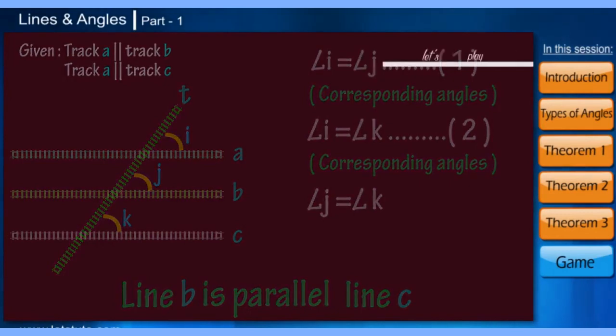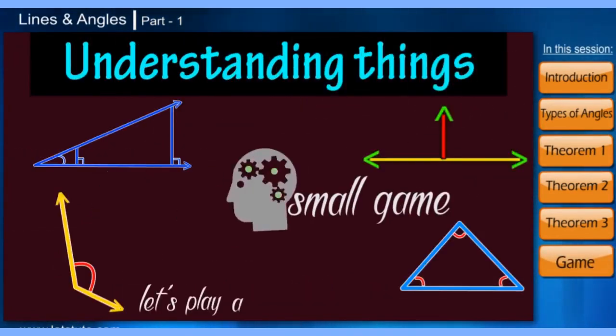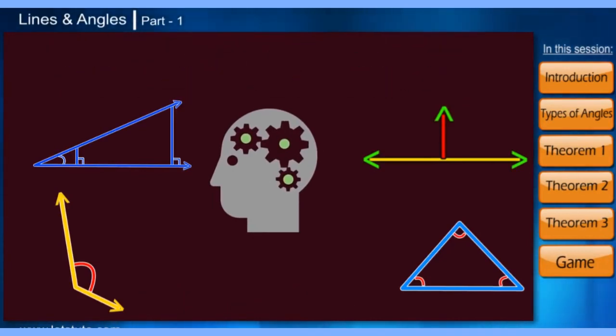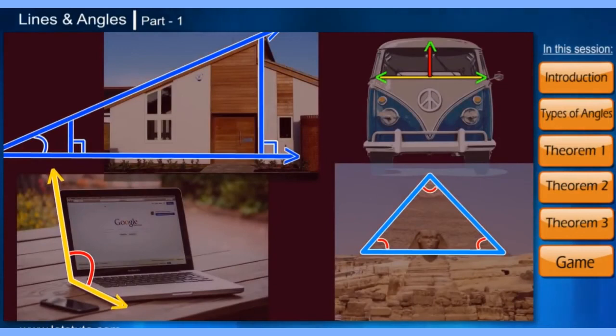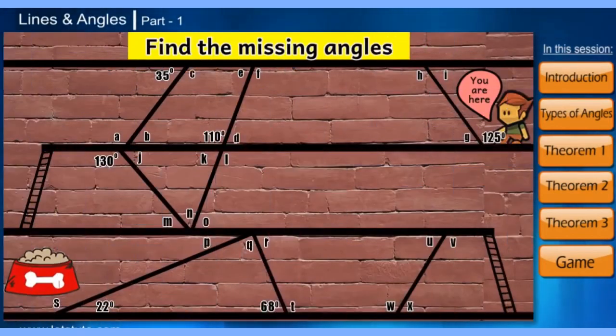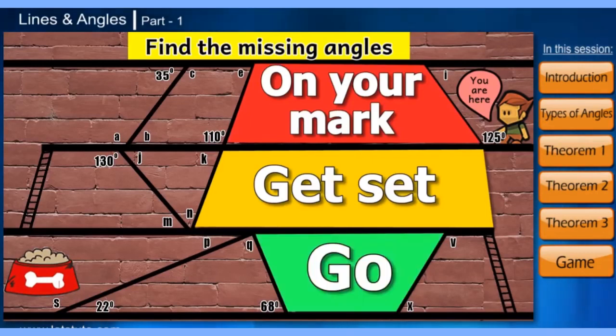In order to do a recap, let's play a small game which will not only help you understand things, but also how to logically apply it in real life situations. Here is a small maze, and at the end of the maze is the food for your pet. The faster you finish, the sooner your pet will get the meal, or else he will eat your meal. So, without wasting any time, on your mark, get set and go.